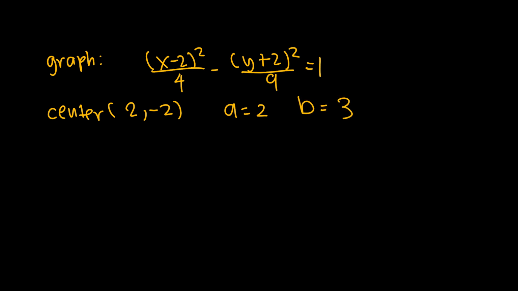Okay, so when we graph this, first get the center. Then for a and b, let's look. This a is under x. Again, your a is under x, so from the center, 1, 2. Then your b is under y, so from the center, 1, 2, 3. Again, from the center, 1, 2, 3.